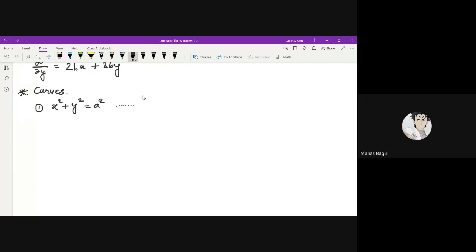What is it? Circle. Why is it a circle? Because every variable has the power 2, so it's symmetric about the x and y axis. Okay. You're missing one of the basic definitions that you have studied in the previous classes, and depending on that definition, you declared that this is a circle.